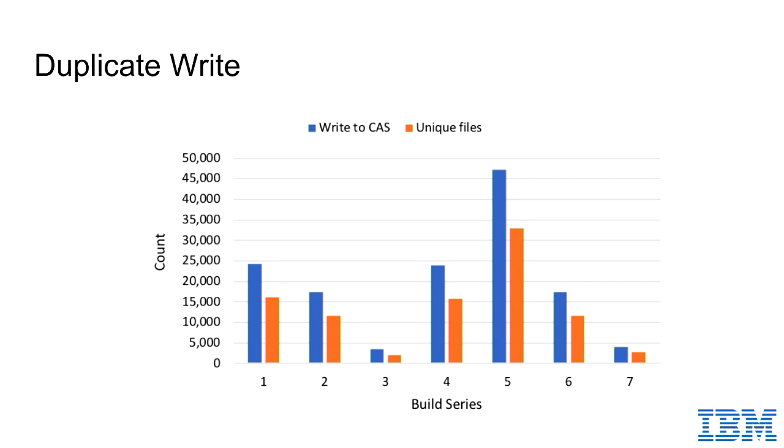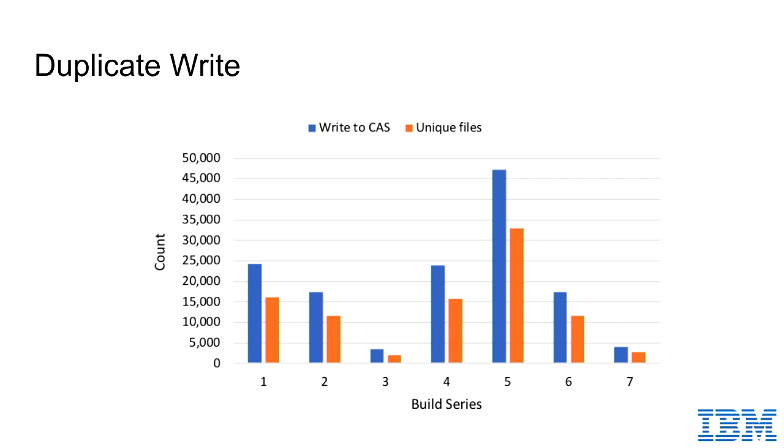Okay, so this shows something else we noticed. This chart shows the number of writes to the cache. These are all the updates to the cache for the output of the build. The blue chart shows the total number of writes, and the orange line shows the unique files being written among these writes.